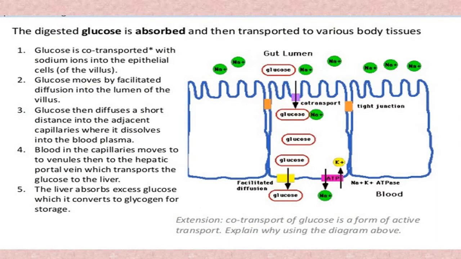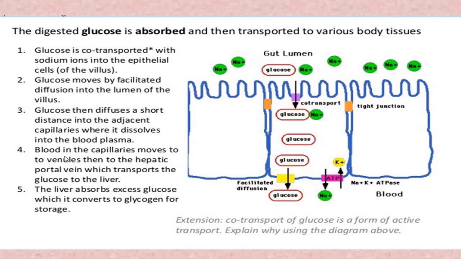Now the absorption of carbohydrates. The digested glucose is absorbed and then transported through different parts of the body. Glucose moves by facilitated diffusion from the lumen of the small intestine into the cells of the villi, and glucose from the columnar epithelial cells of the villi is transported to the blood capillaries, and then through blood it is transported to each and every part of the body.